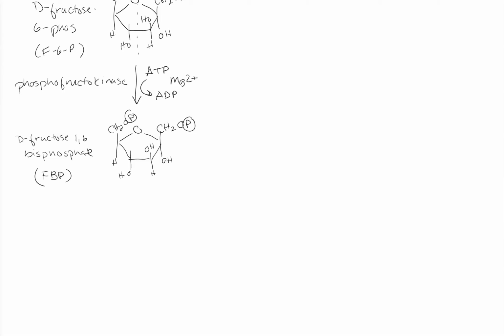So this is fructose bisphosphate aldolase. And it divides the fructose 1,6-bisphosphate into two new compounds, dihydroxyacetone phosphate and D-glyceraldehyde 3-phosphate. So the first is the dihydroxyacetone phosphate.